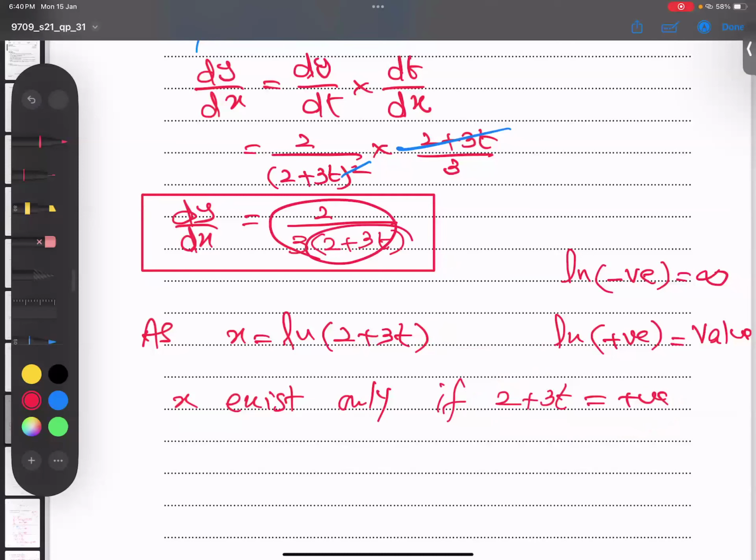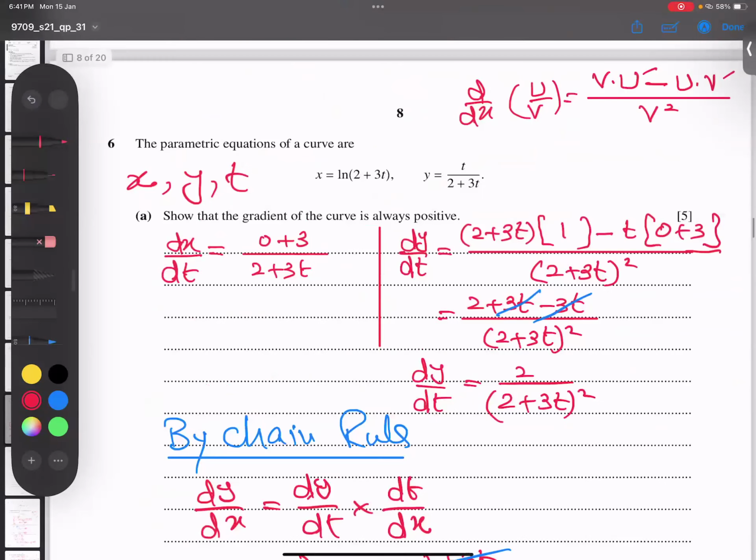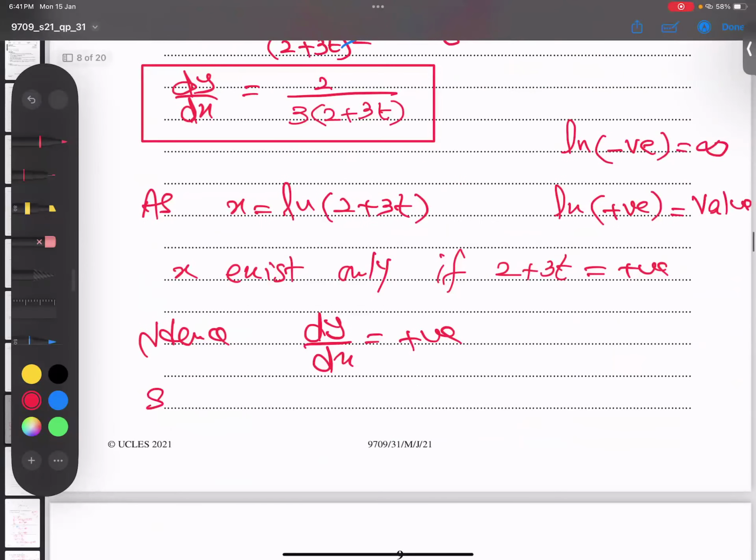If this is a positive, so we can say that hence dy over dx will be positive, because if this is a positive value, 2 is already positive, 3 already, so I got a positive. So what the question was asking, show the gradient is always positive. So alhamdulillah, the gradient will be positive always. And I believe you got the point very clear, and this first part is over.